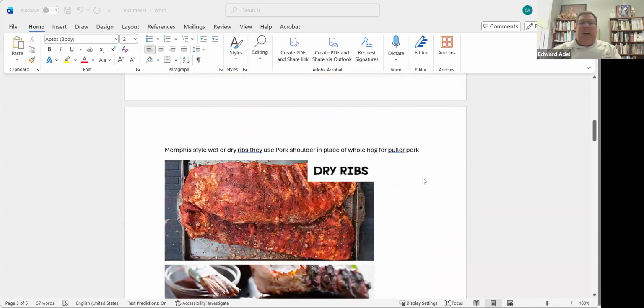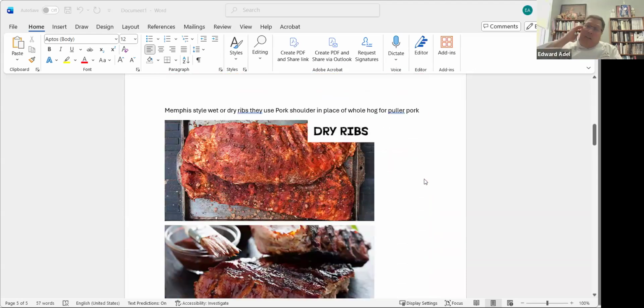So the second style of barbecue, Memphis style. So Memphis style is as we move westward, instead of cooking the whole hog, they start to separate it out. So they start to pull off and they smoke things individually.